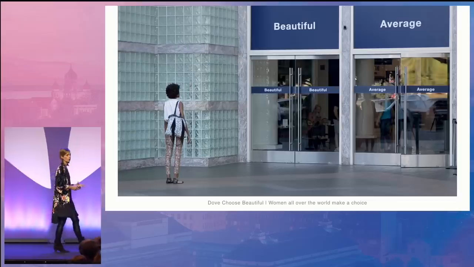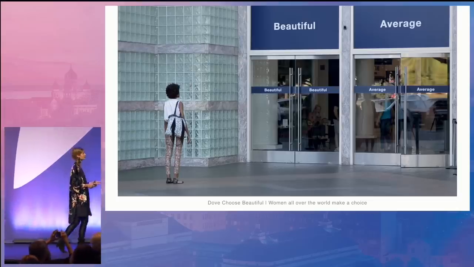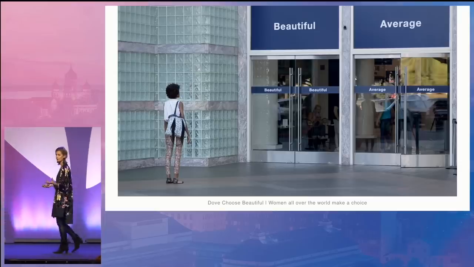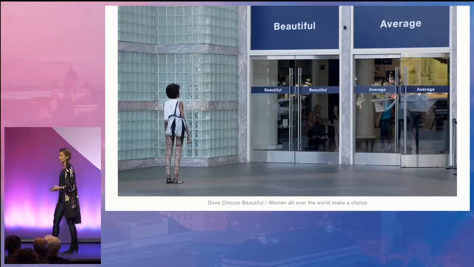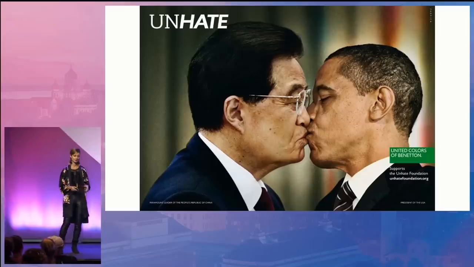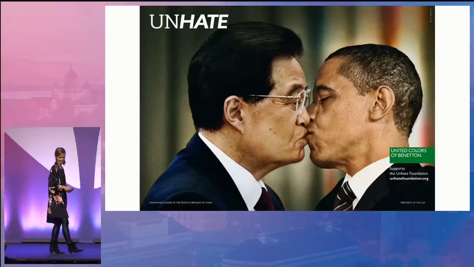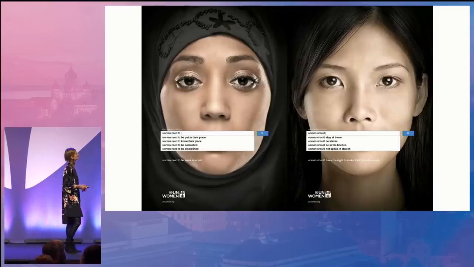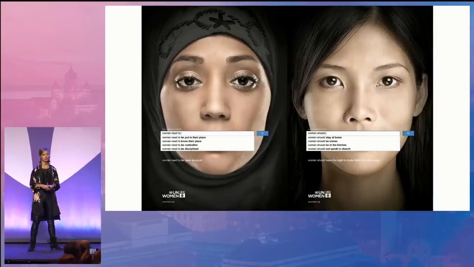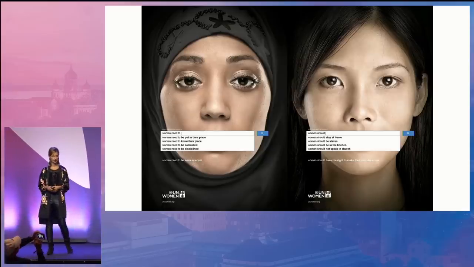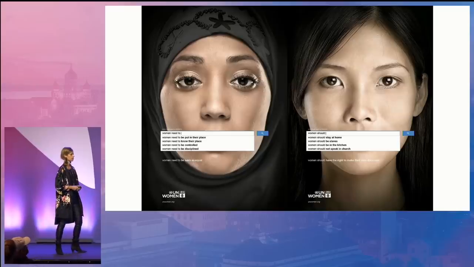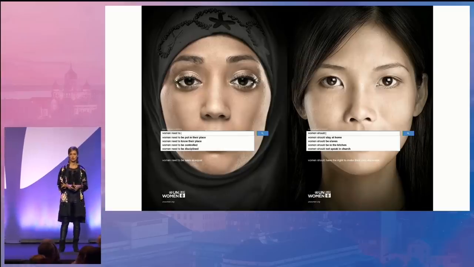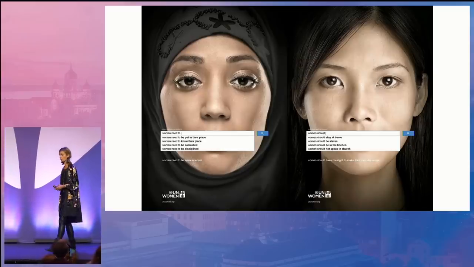They ask people to choose the door they will walk through. What do you think most of the people chose? Average. Because we don't give ourselves permission to feel beautiful. Another one. And hate. So powerful, so simple. How strong is that? It makes you really realize where the problem is in society and how much we still have to do to shift people's consciousness about that.